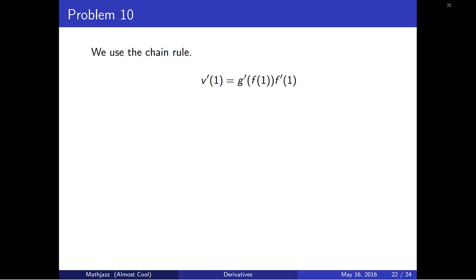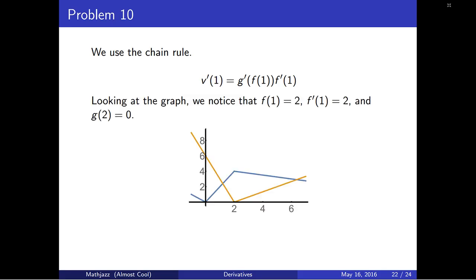So let's do v prime. V prime of 1 equals g prime of f of 1 times f prime of 1. We have to find f of 1, f prime of 1, and g prime of 2. So let's take a look. Well, f of 1 is 2, f prime of 1 is also 2, and g prime of 2 should be negative 3. Not g of 2, but g prime of 2 is negative 3.